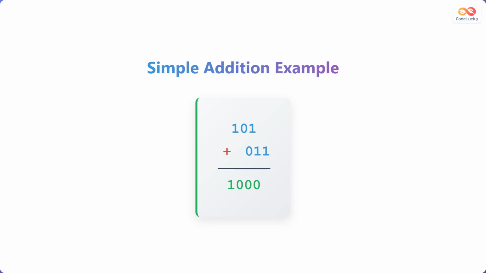Let's take a look at a simple example. We're adding the binary numbers 101 and 011. When we add these two numbers, the result is 1000. This example will give a basic overview of how binary addition is performed.